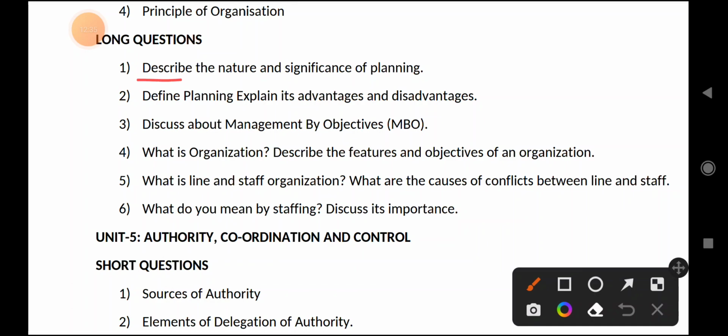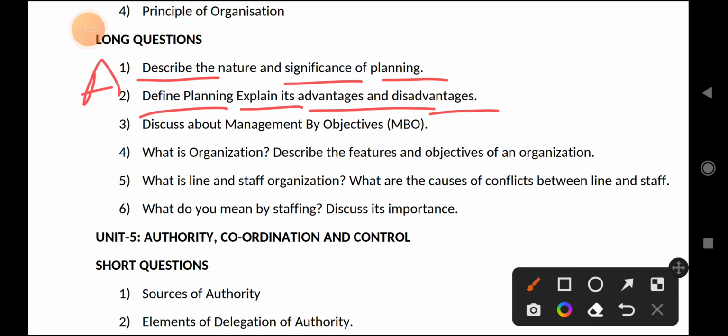In long, describe the nature and significance of planning. See, planning is one of the important functions of management, and this is the first step in management also. And from exam point of view also, planning is one of the important concepts which will be asked in the exam. Define planning, explain the advantages and disadvantages. So put planning in A category. Discuss about management by objectives, MBO. This will come in short also, sometimes they ask in long. This is a B category one.